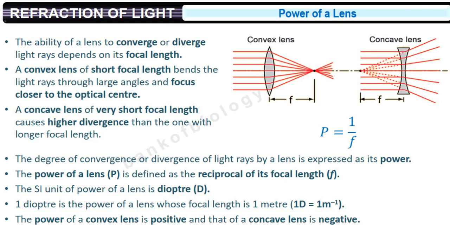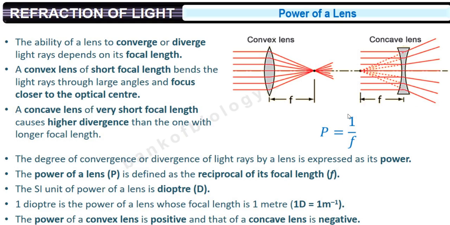Let us discuss. The ability of a lens to converge or diverge light rays depends on its focal length. A convex lens of short focal length bends the light rays through large angles and focuses closer to the optical center. A concave lens of very short focal length causes higher divergence than the one with longer focal length. The degree of convergence or divergence of light rays by a lens is expressed as its power.